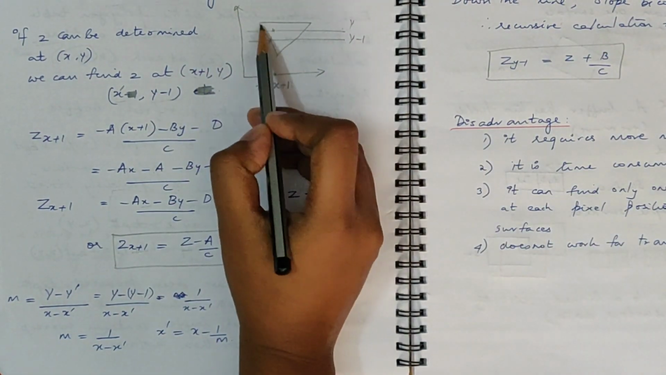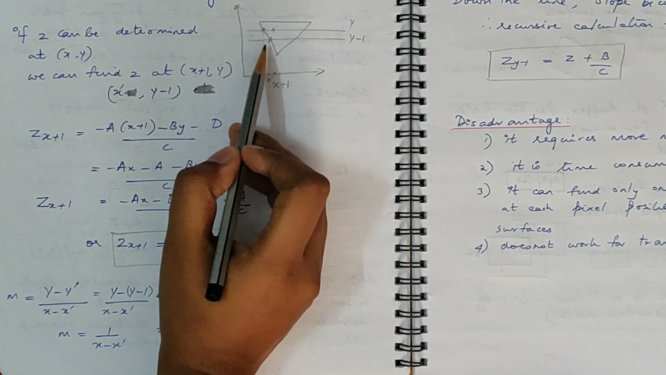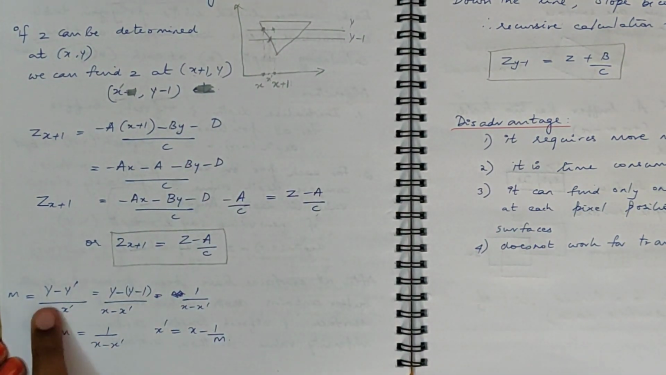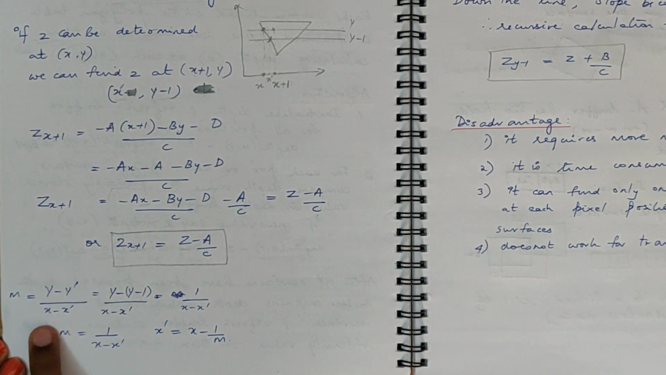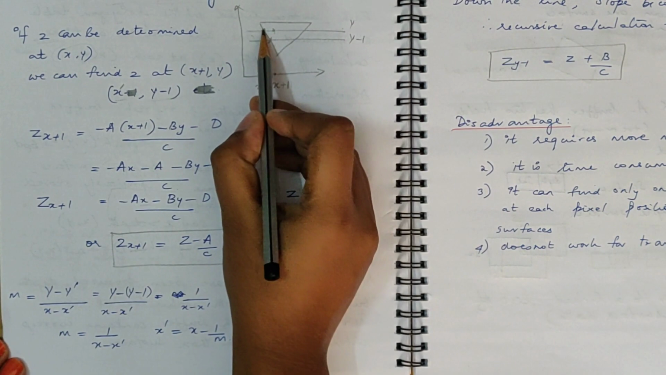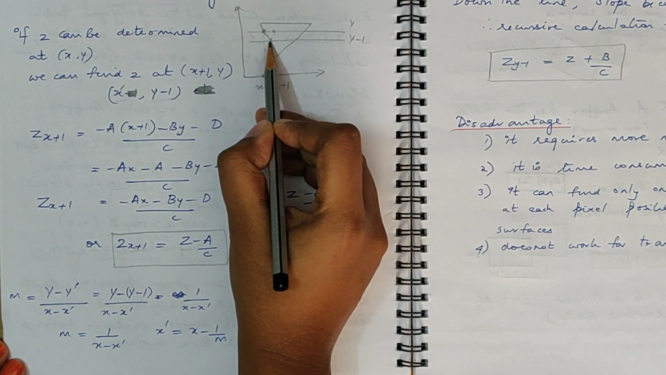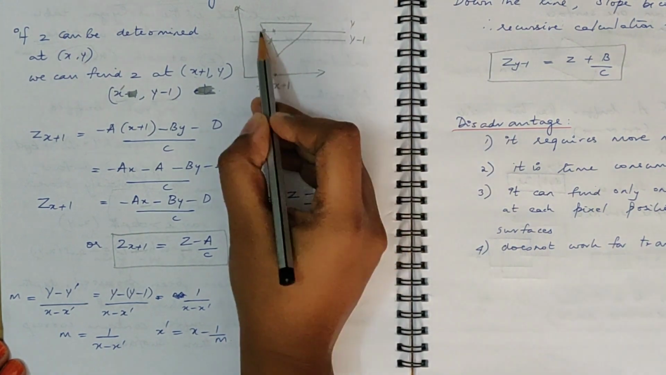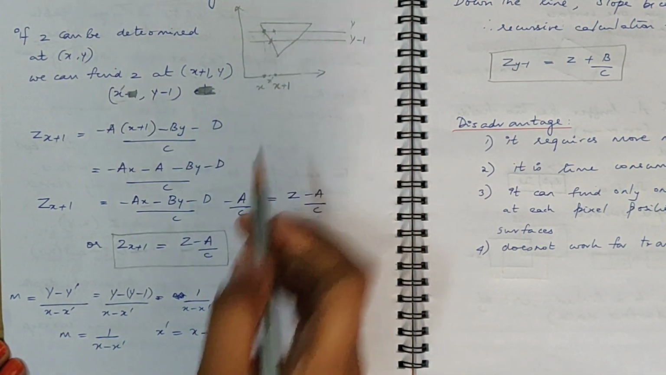So if you consider this line, using the slope, we have the formula for calculating the slope of the equation: y minus y dash by x minus x dash. That is, this point is (x, y), and this point is (x dash, y dash). So in order to calculate the slope, you have y minus y dash by x minus x dash. So this is down the line.